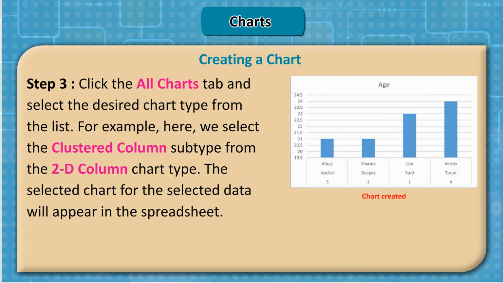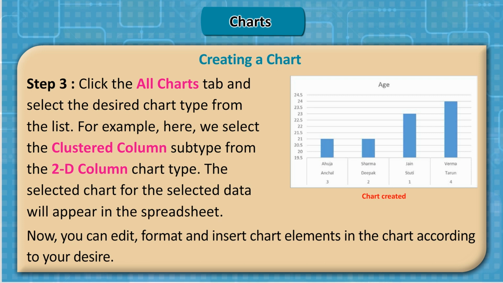Step 3. Click the All Charts tab and select the desired chart type from the list. For example, here, we select the clustered column subtype from the 2D column chart type. The selected chart for the selected data will appear in the spreadsheet. Now, you can edit, format and insert chart elements in the chart according to your desire.